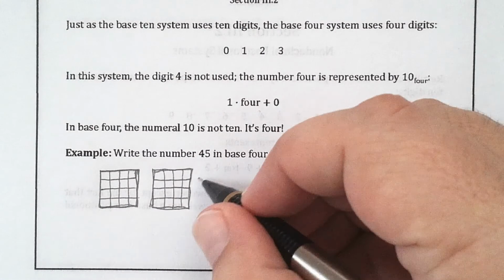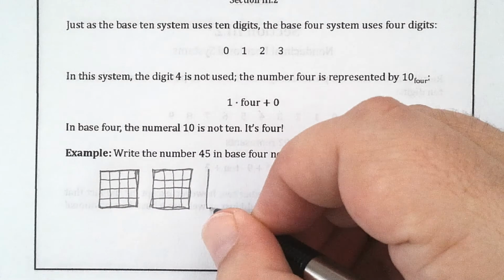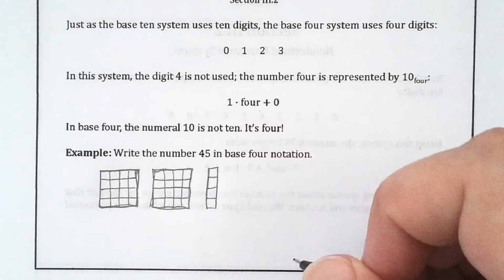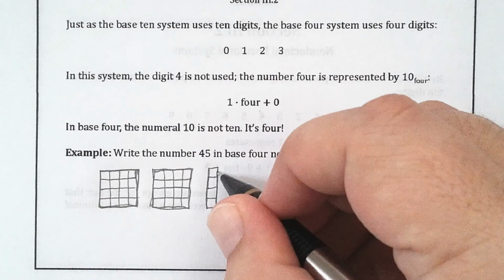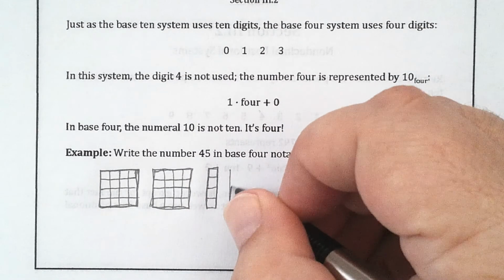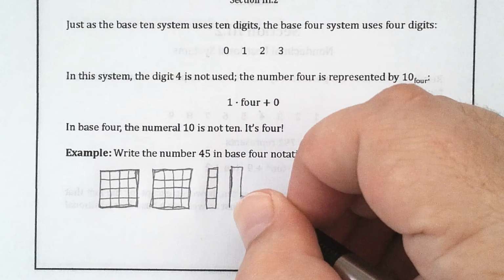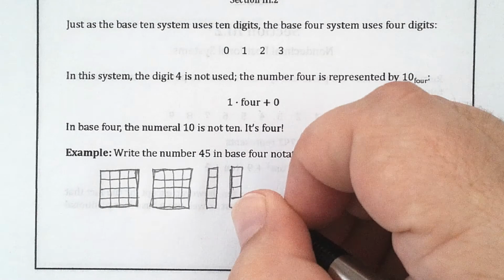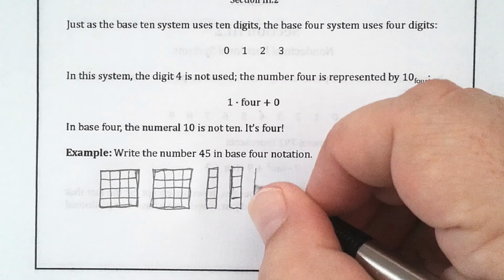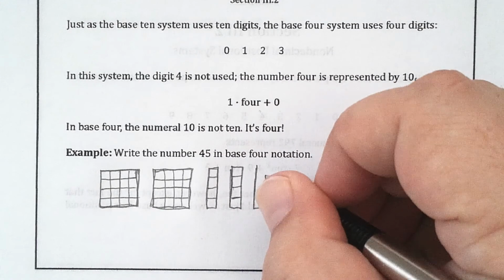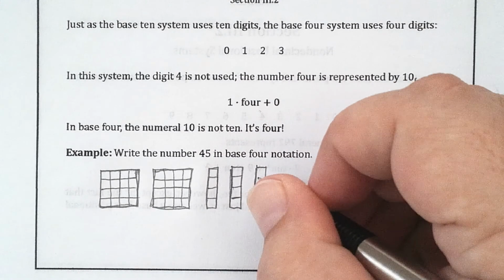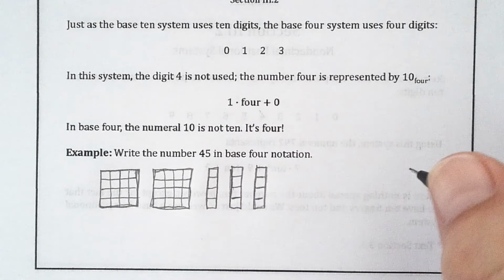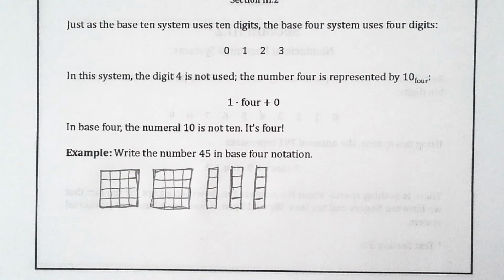So now I start adding strips. We're up to 32, remember. I add a strip, and now we're up to 36. I add another strip, and we're up to 40. And I can add a third strip, and that gets us up to 44. If I added a fourth strip, that would get us up to 48, which is too large.